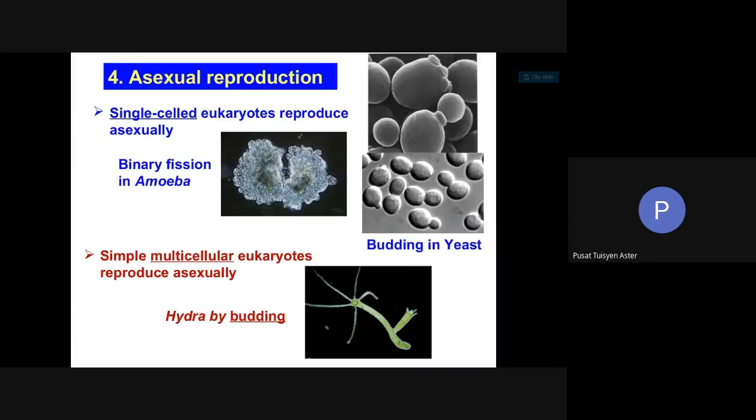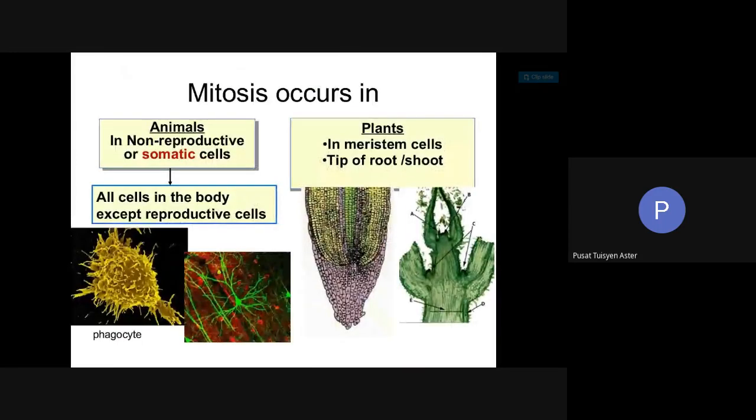Okay. Now, what is the other significance of mitosis is that it has asexual reproduction, in budding for yeast or for amoebas, for microorganisms. Single cell eukaryotes reproduce asexually. Kita punya simple multicellular eukaryotes reproduce asexually juga, hydra via budding. Okay. Complex multicellular like us, we also carry out through mitosis.